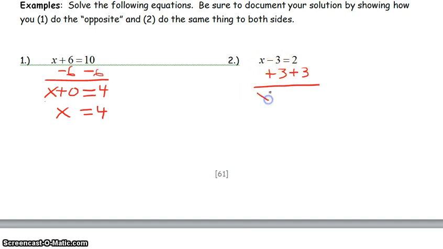So we bring down our x, and like we said in the previous problem, negative 3 plus 3 is 0. Since we know x plus 0 is x, we could leave off the 0 here. Now we have 2 plus 3, which is 5. So our final answer here is x equals 5.